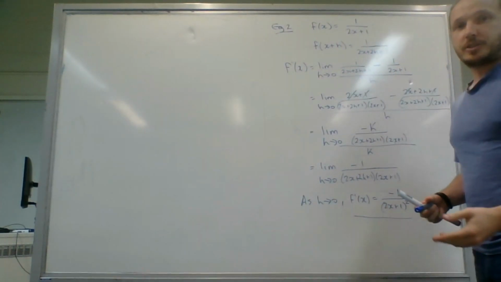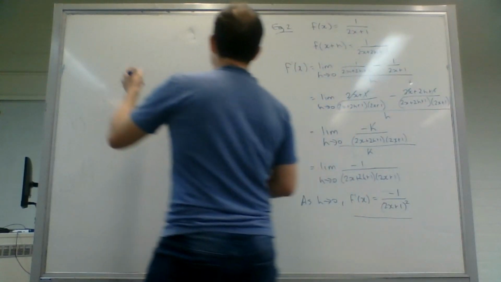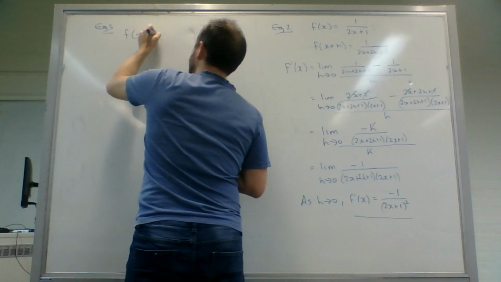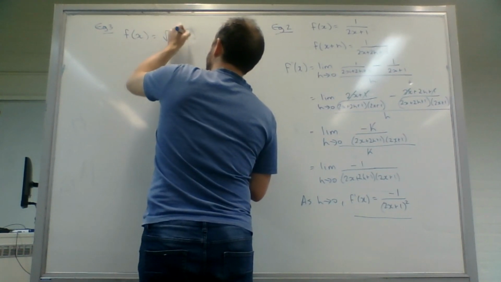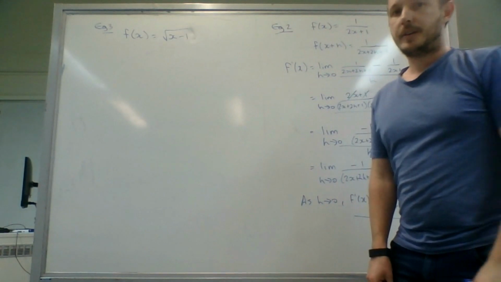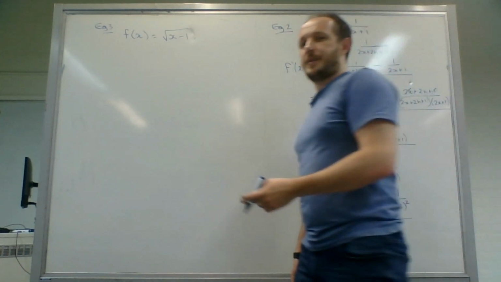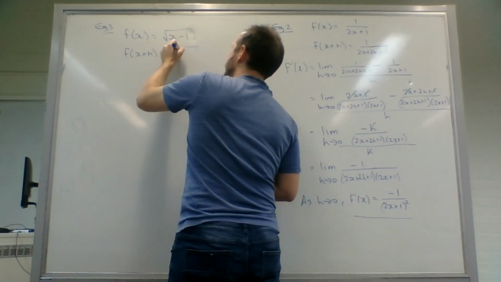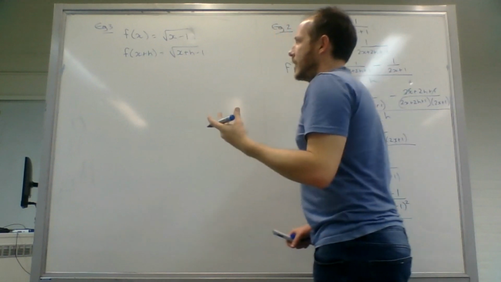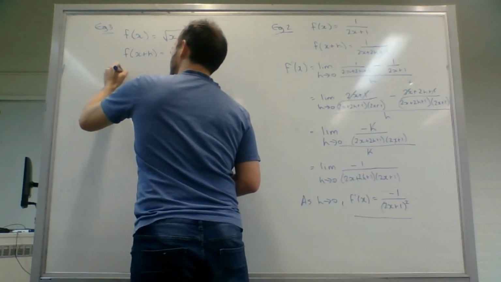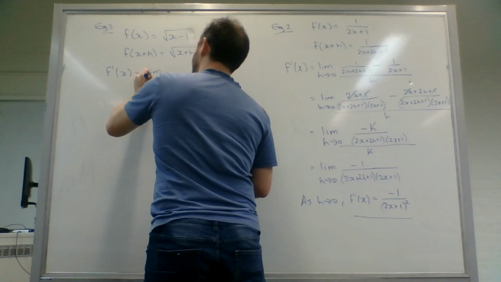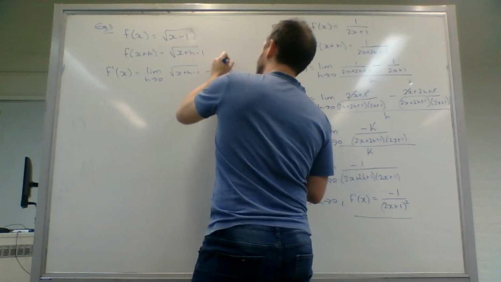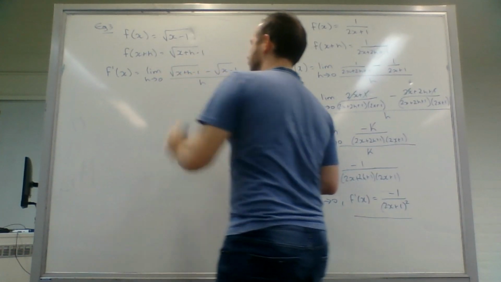Okay, the last example I'm going to do is involving a surd function. Okay, so we're going to have f of x equals the square root of x take 1. Okay, all right, same process. I'm going to go through this one a bit quicker. So f of x plus h is the square root of x plus h take 1. All right, our derivative function f dash x is the limit h goes to 0 of the square root of x plus h take 1 minus the square root of x take 1 all over h.